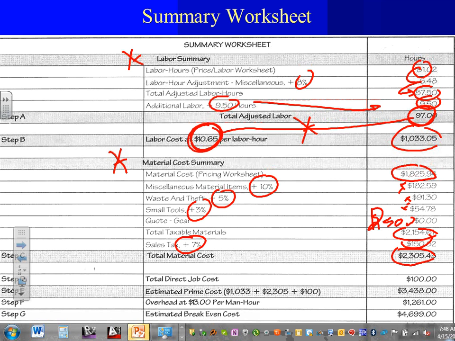So I have my total. Can you guys see? I have my total labor cost and my total material cost, including the taxes, Adam. Then you add the two together. That's called the prime cost. Your prime cost includes a little bit of direct job cost. We talked about that one.